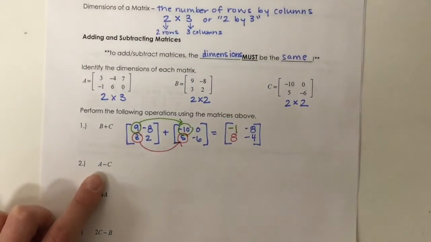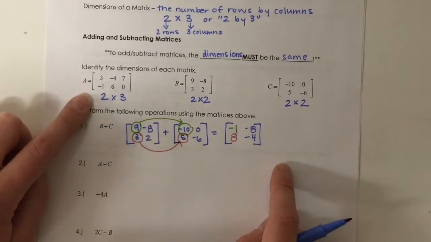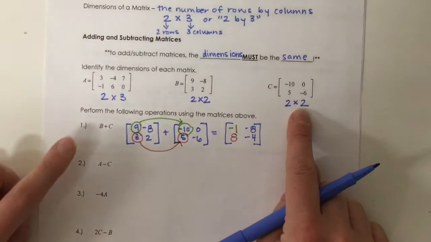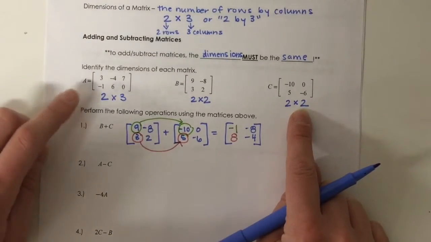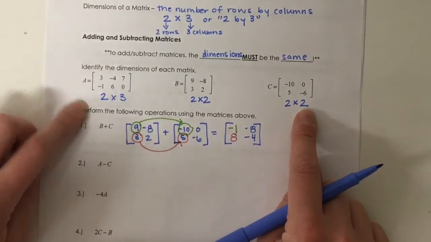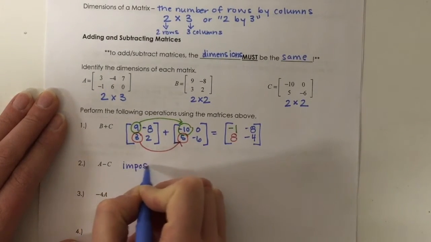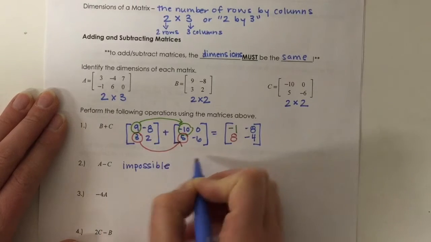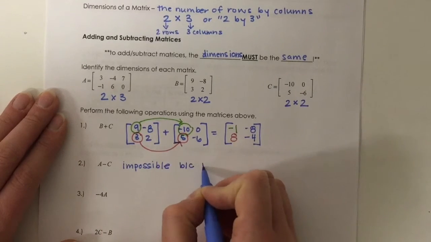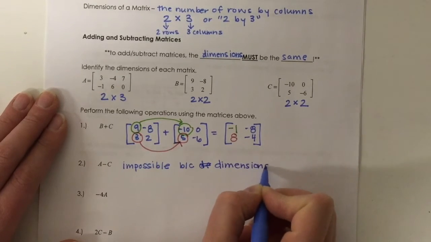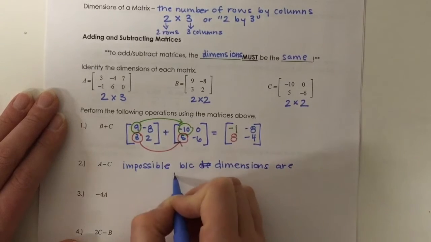So as we look at the next one, A minus C, we're looking at a 2 by 3 minus a 2 by 2. So remember, our one key thing up here, to add or subtract matrices, the dimensions must be the same. A 2 by 3 and a 2 by 2 are not the same, so this one is actually impossible. We cannot add or subtract these together because the dimensions are not the same.